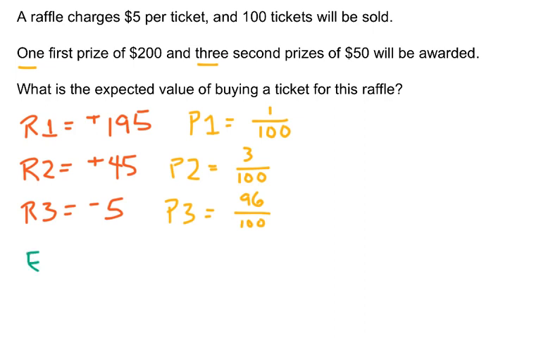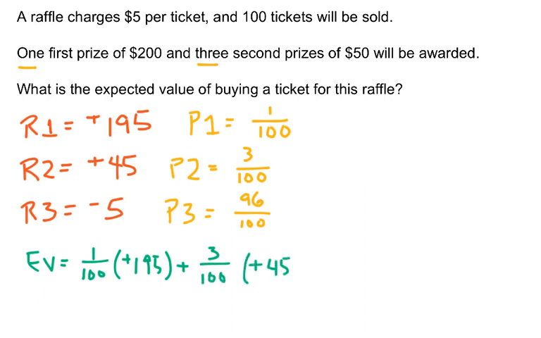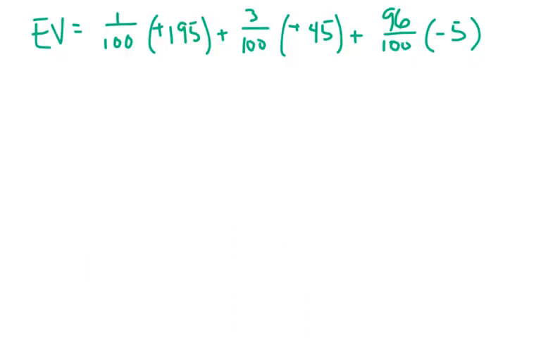My expected value is going to be probability number 1 multiplied by result number 1, added to probability number 2 multiplied by result number 2, added to probability number 3 multiplied by result number 3. We'll carry this over on the next page. There's where we're at, working with our formula.